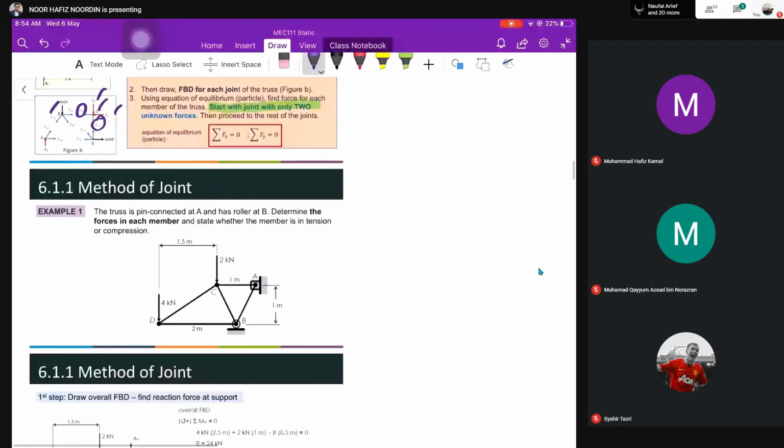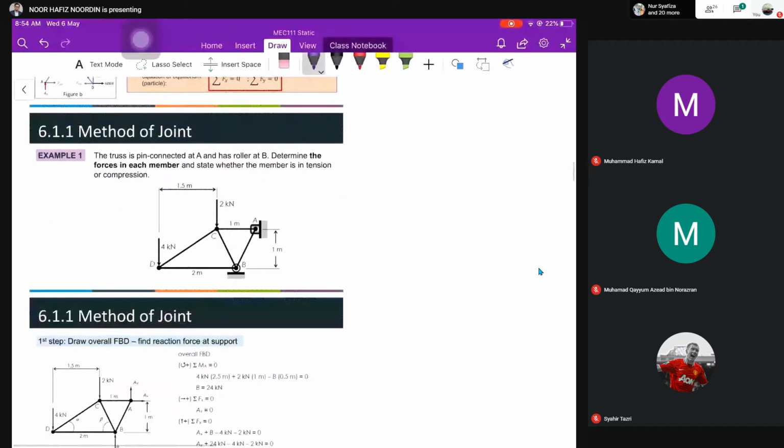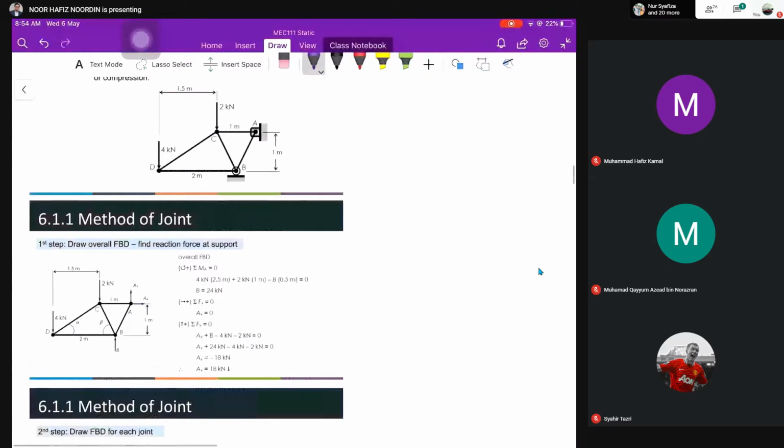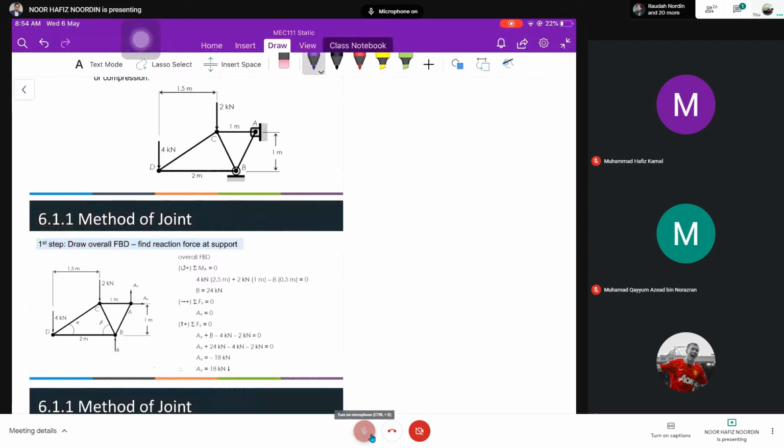Boleh? Dengar tak suara saya? Boleh je, boleh. Sebab senyap saya takut nanti lost lagi connection tadi.